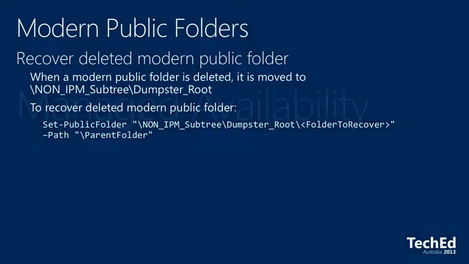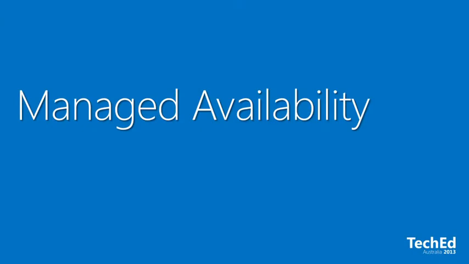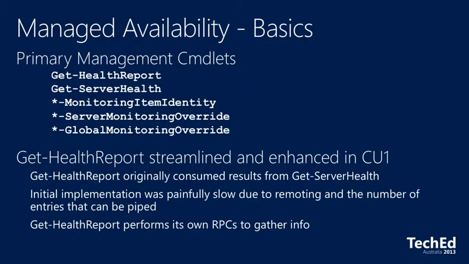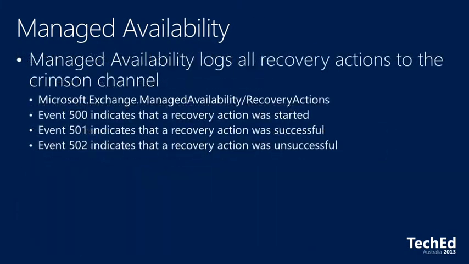All right, the last area that we're going to go through, and I know we're getting a little short on time, so we might go a little quick, is the managed availability stuff. I talked a lot about what managed availability is. These are the commandlets that you'll use to basically manage it. The two primary ones would be Get-HealthReport and Get-ServerHealth. There's other ones in there that you would use to do other things as well. I don't want to talk too much about those, because what I really wanted to do was talk about how you figure out what managed availability is doing on your box.